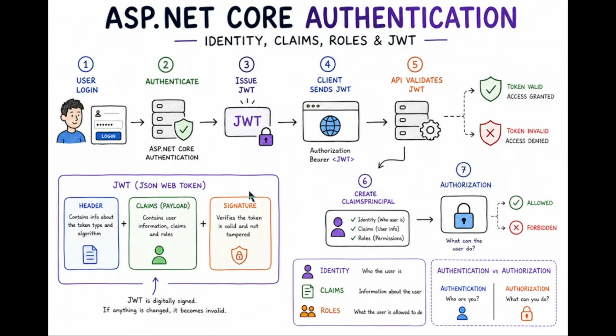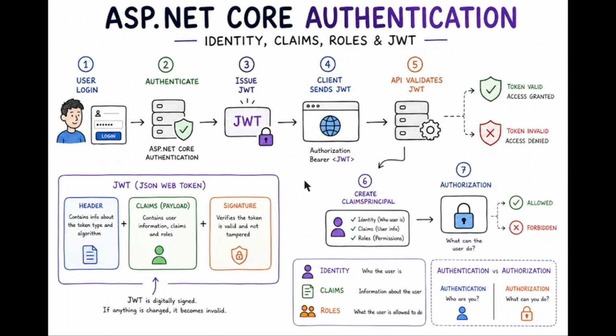Number three, claims. Now comes claims. Claims are simply facts about the authenticated user. Think of claims as information printed on your ID card. For example, user ID, name, email, department, country, date of birth, subscription level. These are all claims. Each claim is simply a key value pair. For example, name John, email john@example.com, country USA. Claims describe the user. They do not decide permissions. Think of claims as the user's profile.